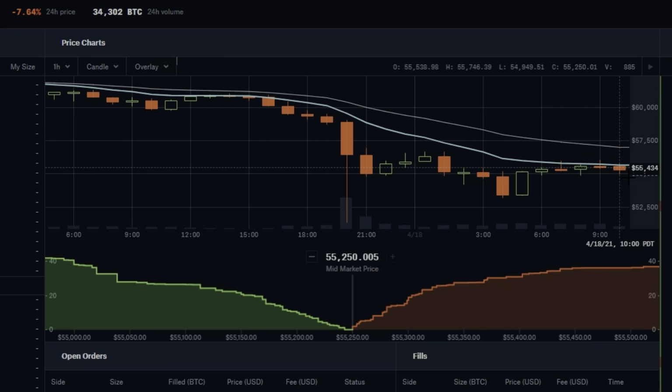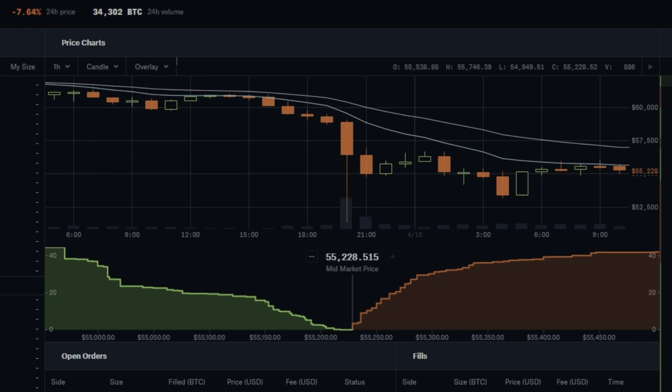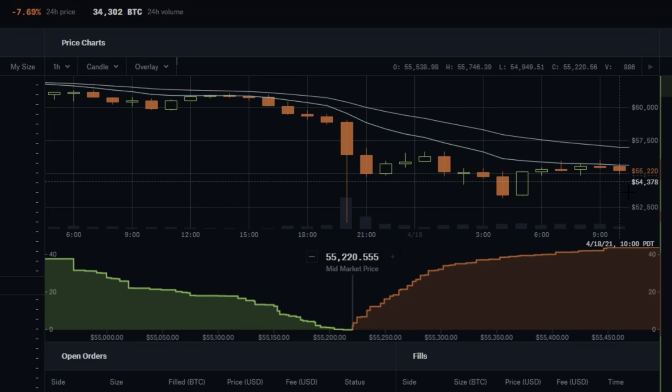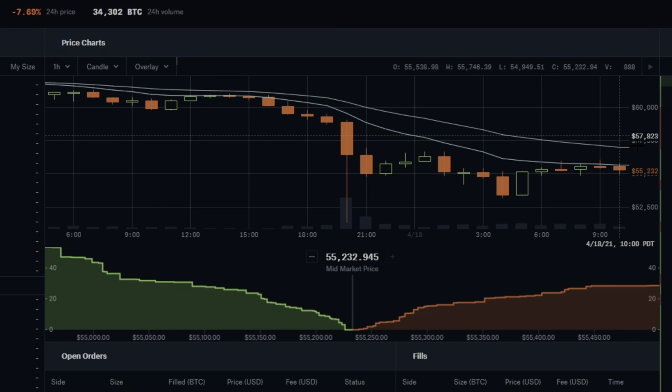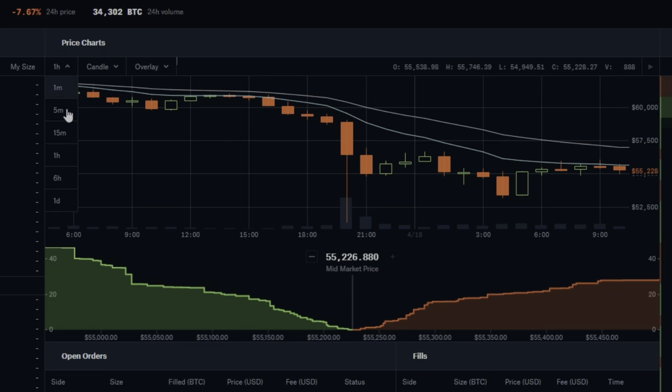So this is the 1 hour. You can see there's some separation. When it's below both lines, they tend to gravitate up. When it's above, it tends to gravitate down. Let's go out to the 1-day moving average. You can see this play out.